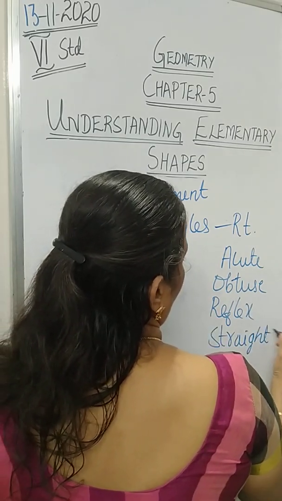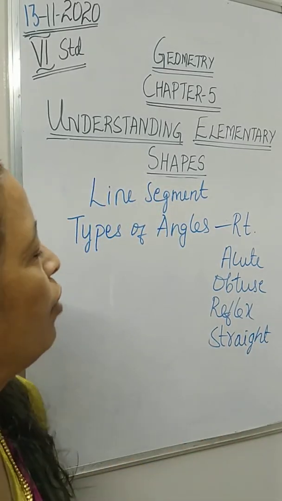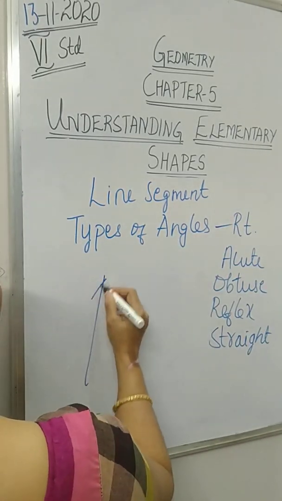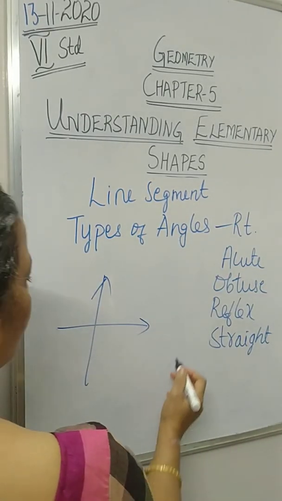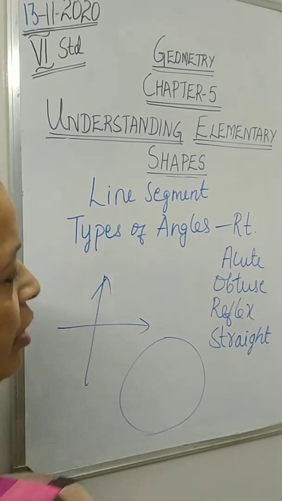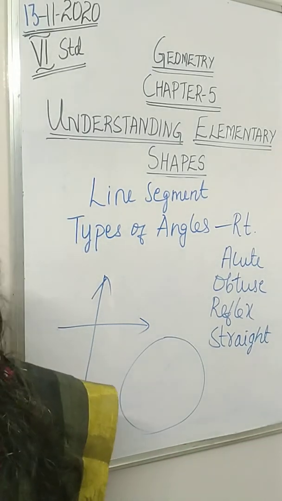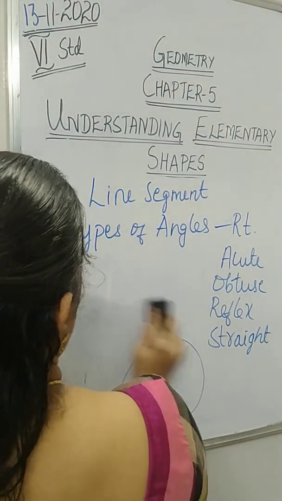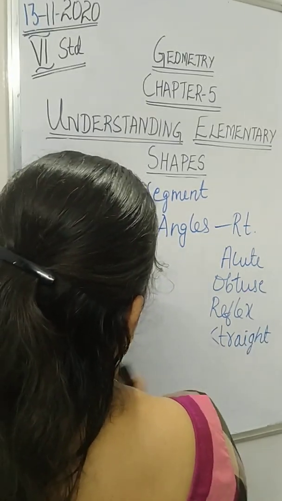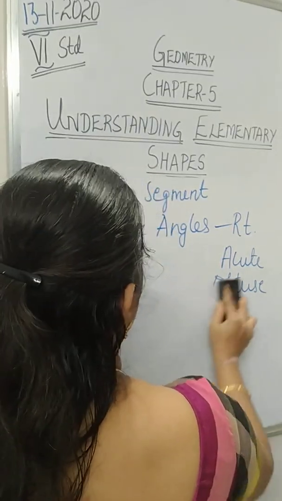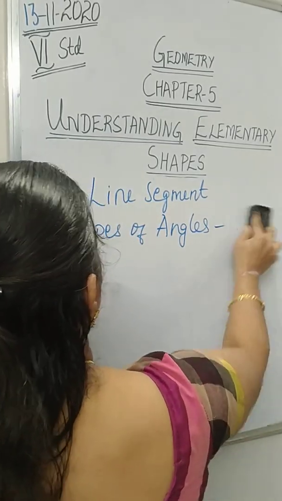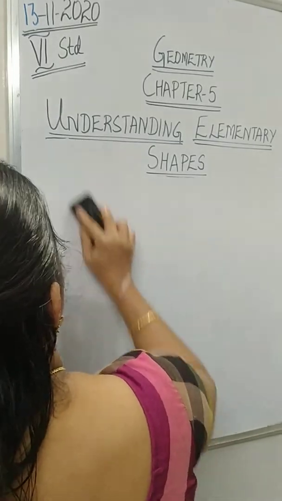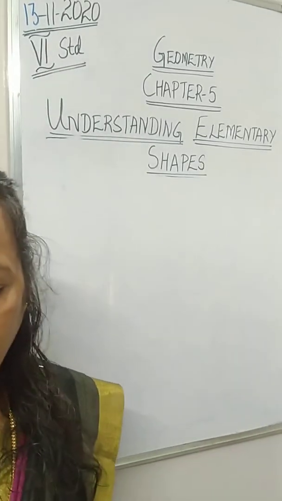Then we learned how to identify these angles in 4 directions. Do you remember? Also in the clock, how to identify these angles. Then after that we learned about the perpendicular lines. Do you remember what we mean by perpendicular lines? Perpendicular lines are the lines which intersect in such a way that they form an angle of 90 degrees. So such lines are called perpendicular lines.